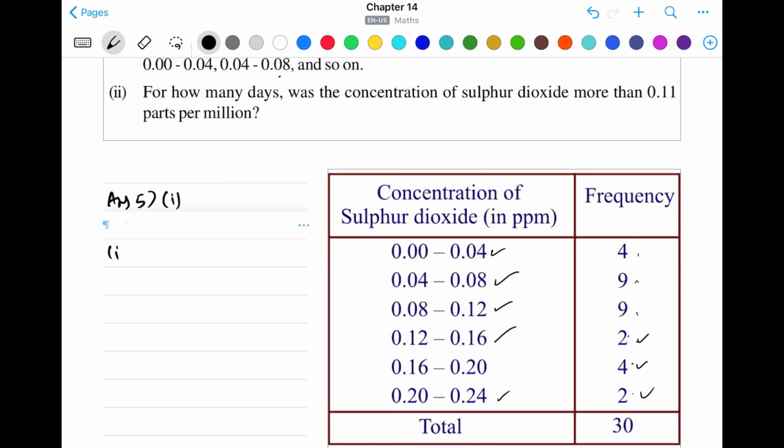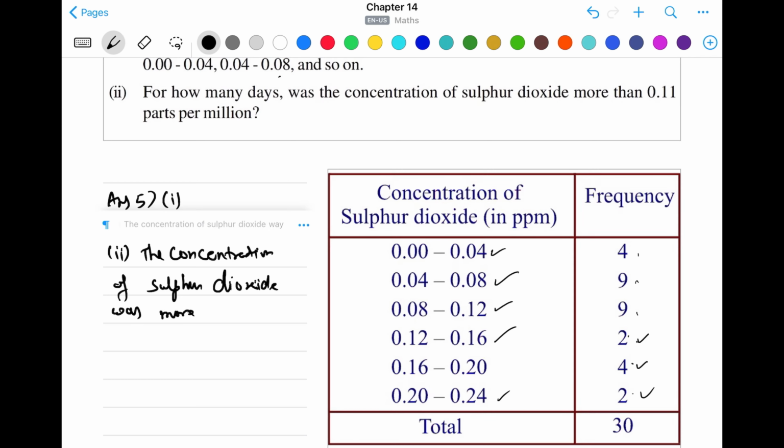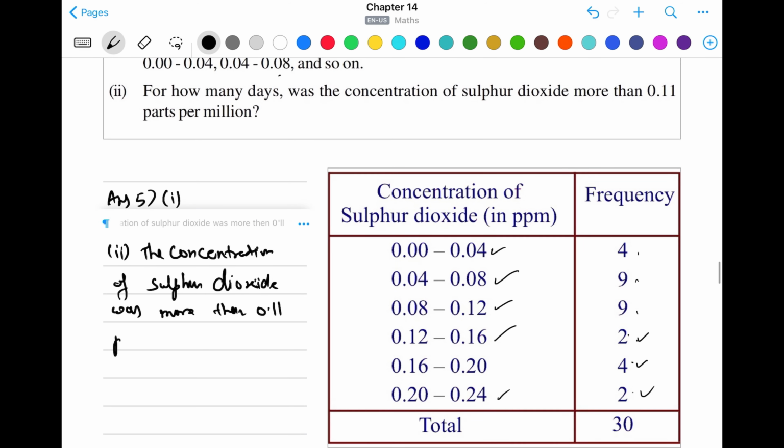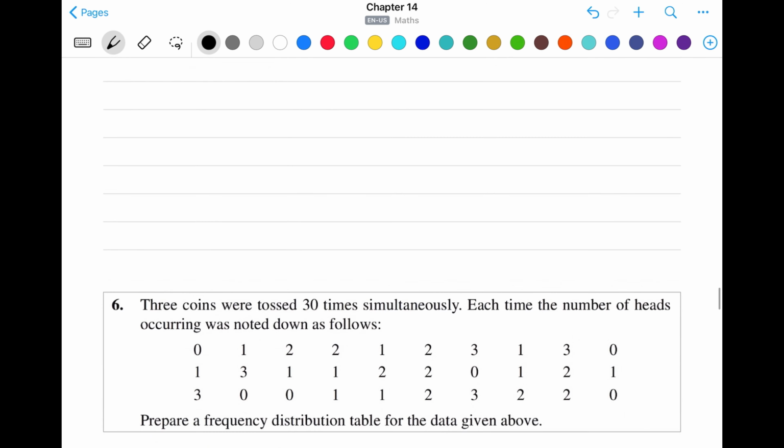So we can write part second: the concentration of sulfur dioxide was more than 0.11 ppm, that is parts per million, for 8 days. That's the answer of question number 5. Now moving to the next question.